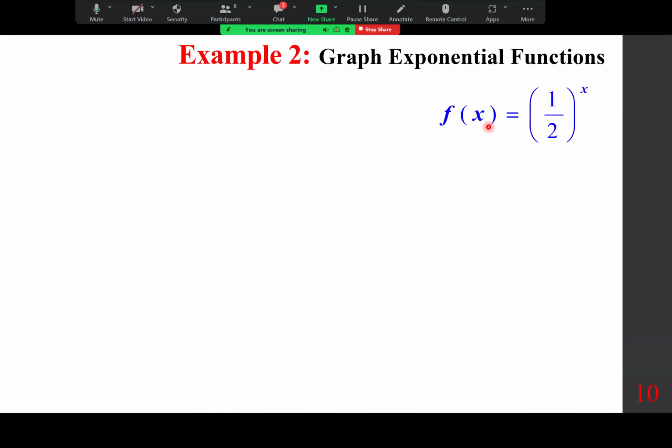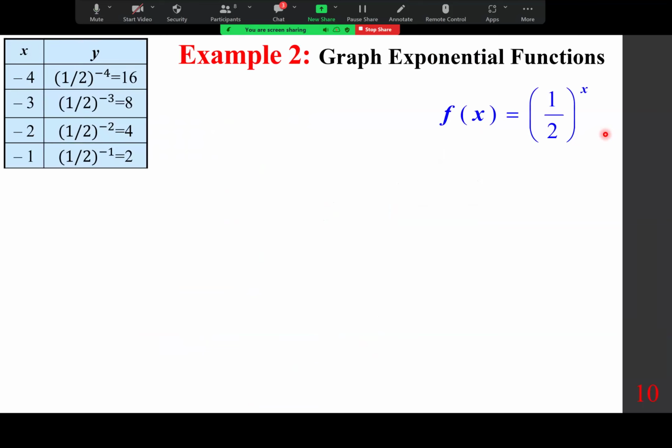Graph the exponential function f of x equals 1/2 to the power of x. If we were to graph it by plotting points, for example, negative 4: 1/2 to the power of negative 4 is 2 to the power of positive 4, which makes it 16. 1/2 to the power of negative 3 makes it 2 cubed, or 8. 1/2 to the power of negative 2 makes it 2 squared, or 4. 1/2 to the power of negative 1 makes it 2.